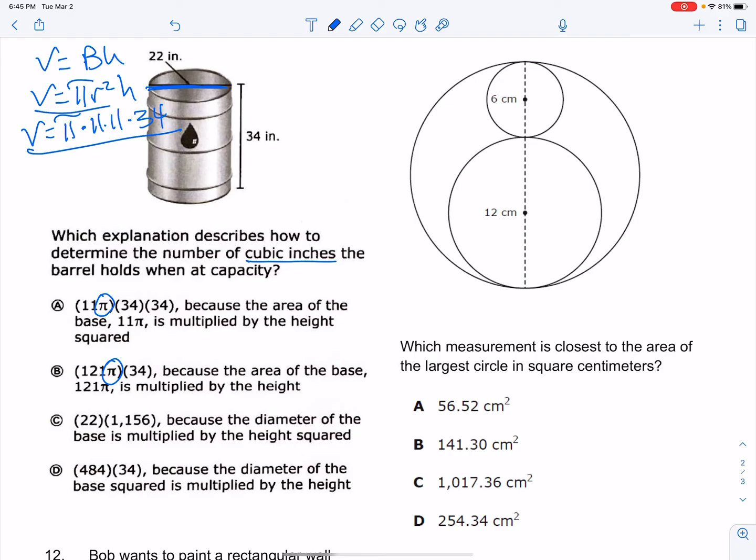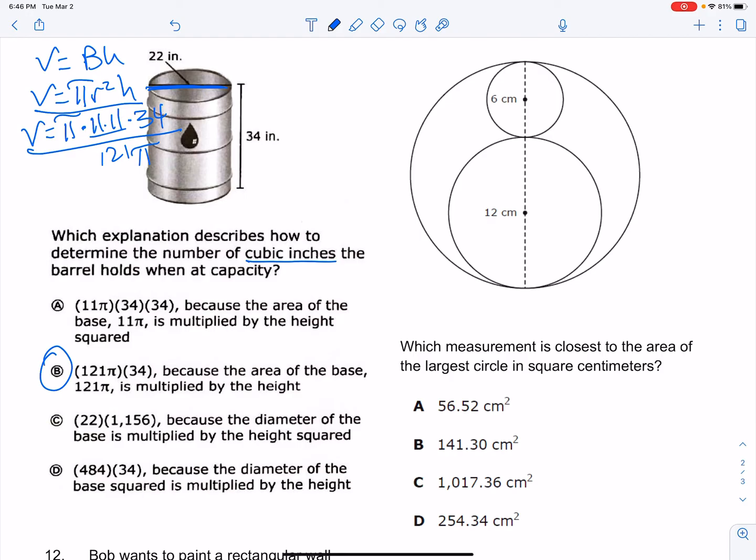And is that what that formula says? No, we're not going to square a height. We're going to square a radius. So it's going to be 121 pi times 34, because the area of the base, 121 pi, is multiplied by the height. Well, how did they get 121? If you take 11 times 11 and multiply those together, you get 121. So is this 121 pi times 34? Yes, it is. So B is actually the correct answer.